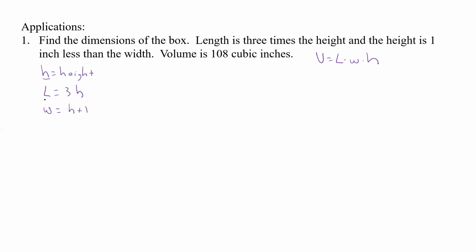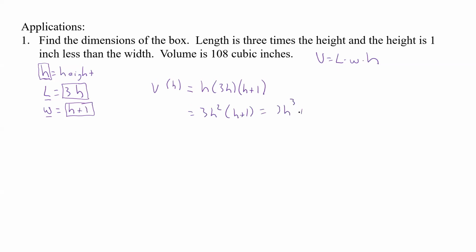So now we've got h, we've got L, and we've got W. Basically what we're going to plug in is h, 3h, and h plus 1. That way we have it all in terms of one variable, and so then we'll have some cubic value. And so v of h is going to be equal to h times 3h times h plus 1. Now we have to multiply that, so that's going to give us 3h squared times h plus 1, and that's going to be 3h cubed plus 3h squared.